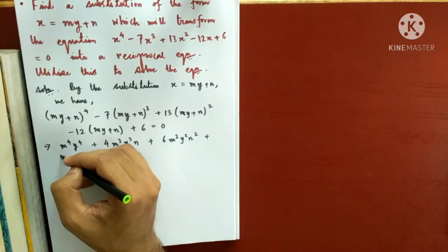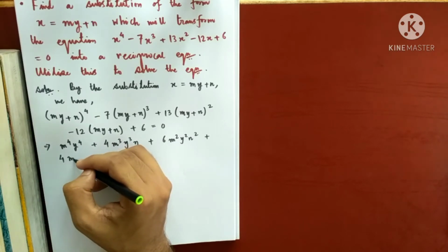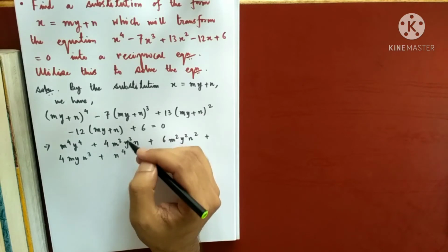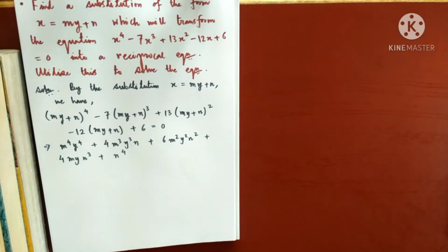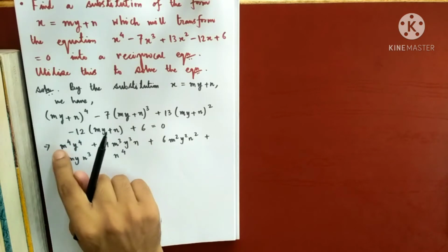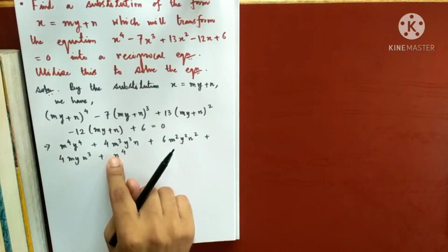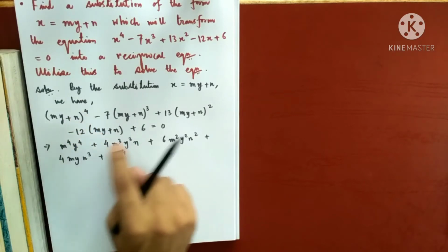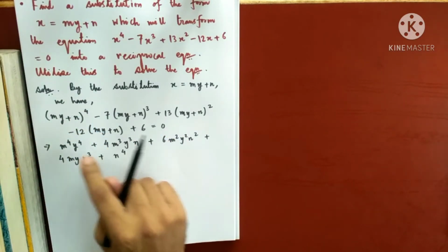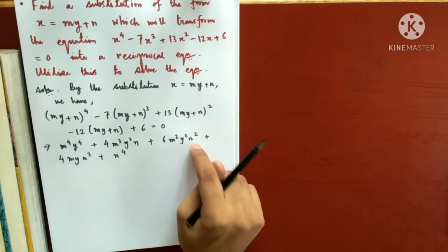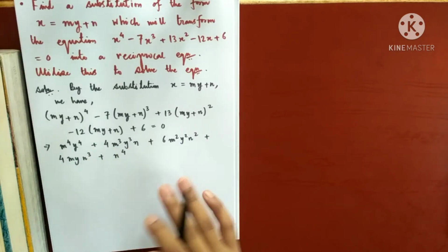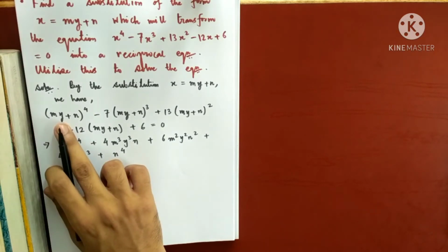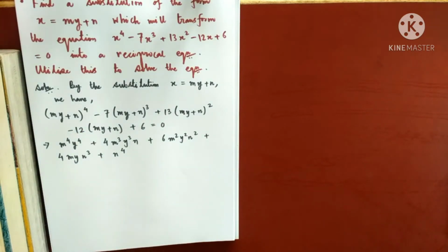Then again 4 on this and power cube, and again 1 and power 4. So I have used the formula for a plus b whole to the power 4: 1, 4, 6, 4, 1, and the power of this will decrease and the power of this will increase. So power 4, power 3, power 2, power 1, power 0, and then n to the power 0, n to the power 1, n to the power 2, n to the power 3, n to the power 4. You know how to expand a plus b whole to the power 4 using the binomial expansion.